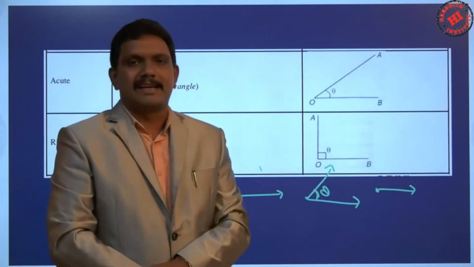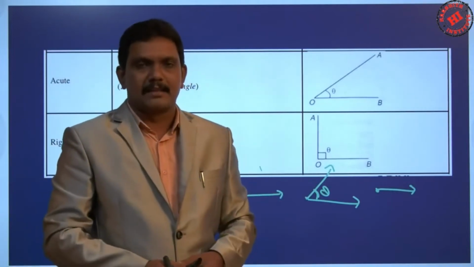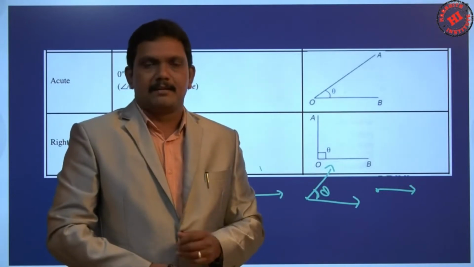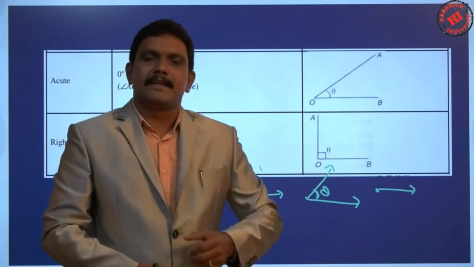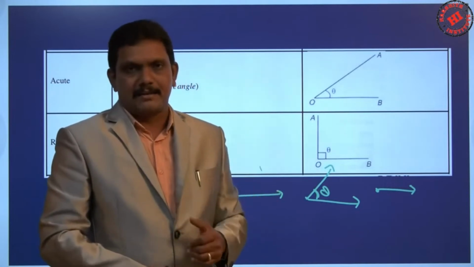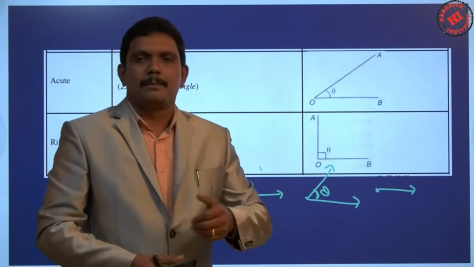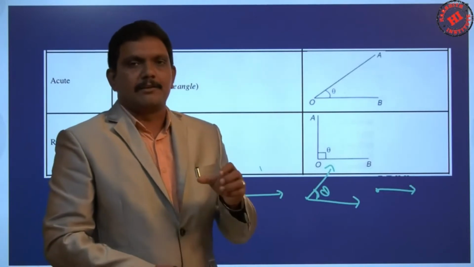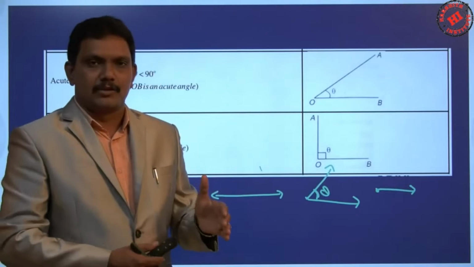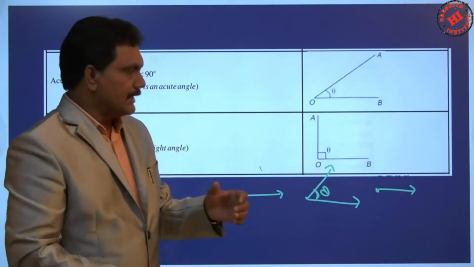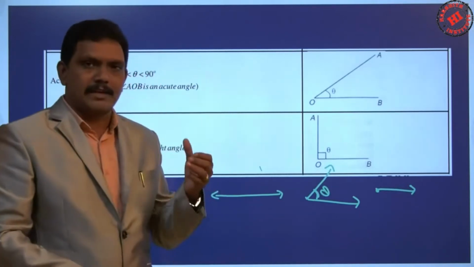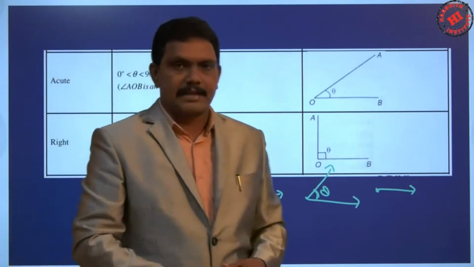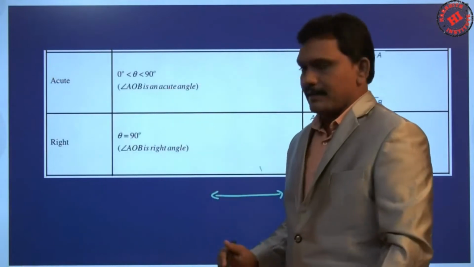Now we are going to explain the different types of angles: acute angle, right angle, obtuse angle, reflex angle, straight angle, complete angle, and later on complementary angles and supplementary angles. Students, if the angle value lies between 0 degrees and 90 degrees, it is called an acute angle. What does acute angle mean? It lies between 0 degrees and 90 degrees. Then it is called an acute angle, right?